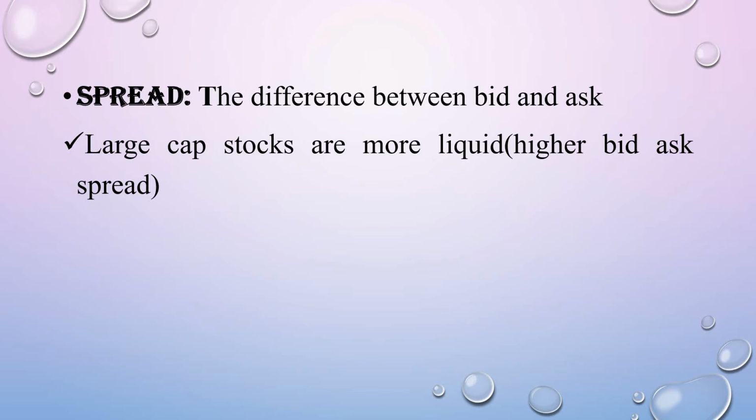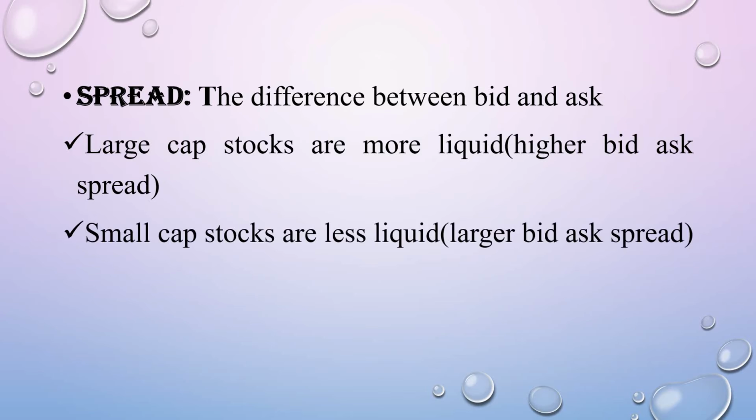In the spread, large cap stocks are more liquid. More liquid in the sense, as I said previously, liquid means immediate availability of cash. The shares or securities or stocks which can be converted into cash immediately are known as liquid. Small cap stocks are less liquid. Yes, large cap stocks are more liquid, but small cap stocks are less liquid.